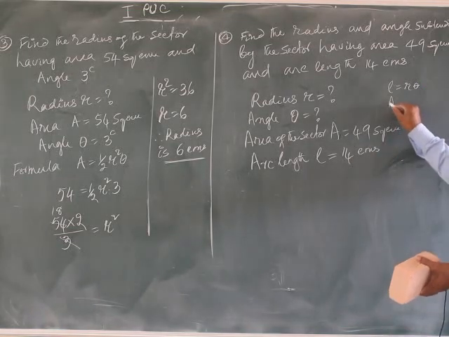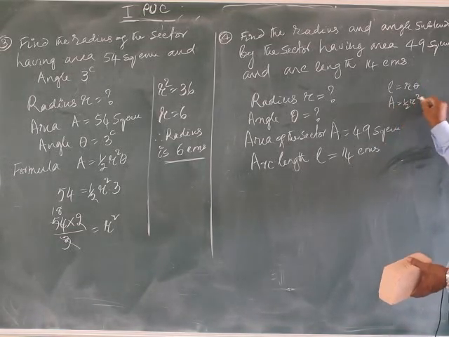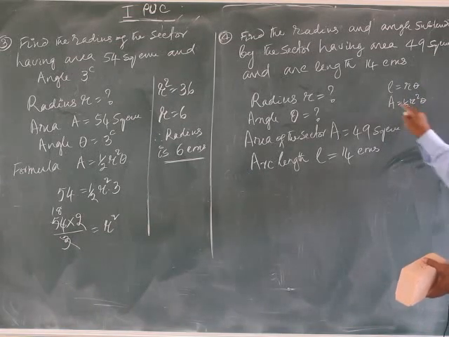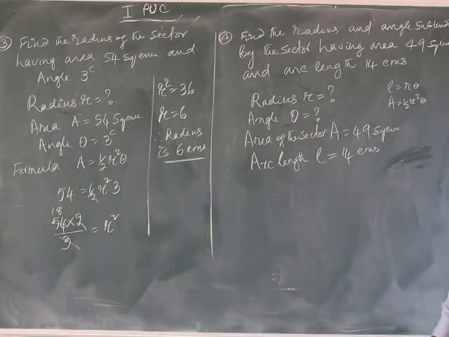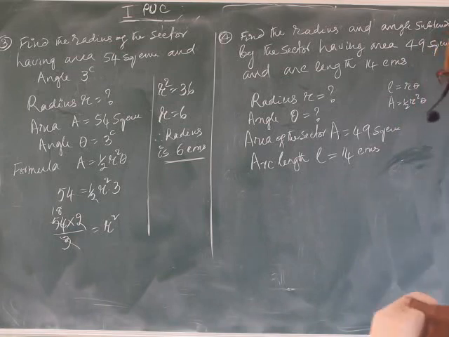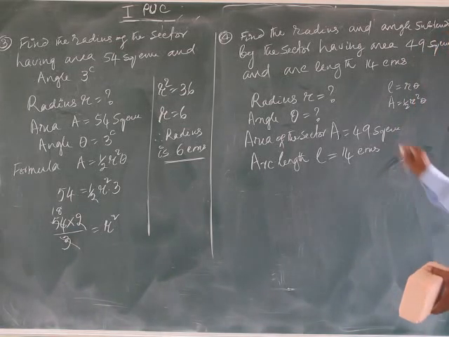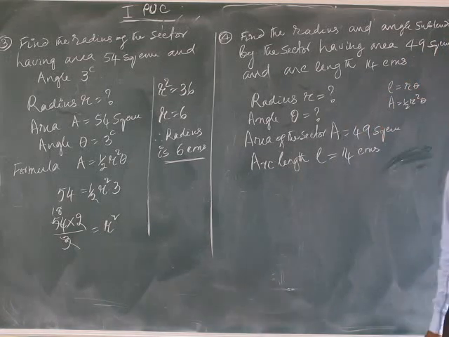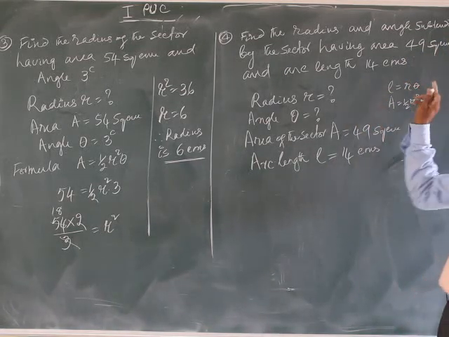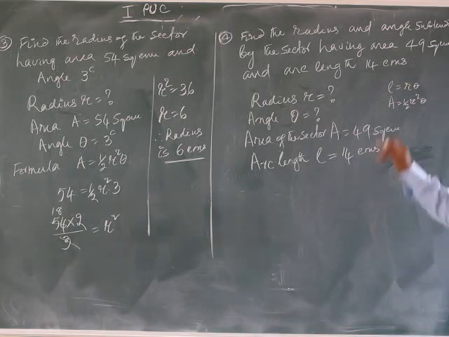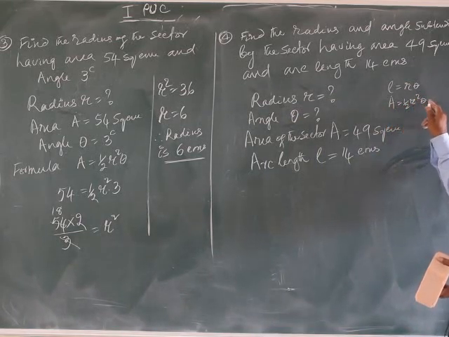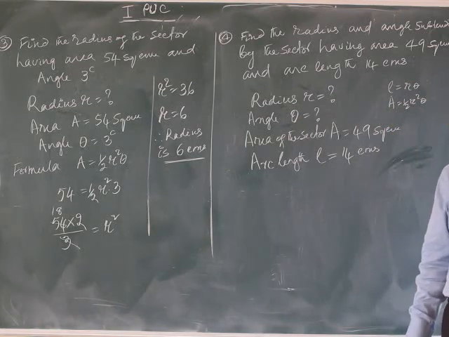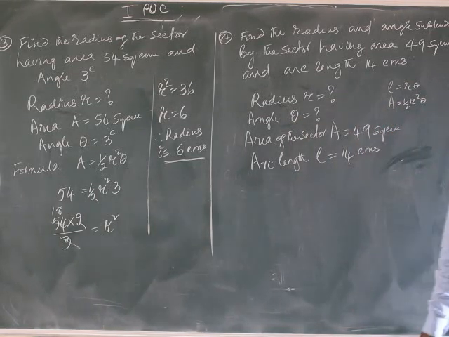Or if you use the A equal to half r square theta formula, there also radius and theta are not given. A is given. Just imagine how to solve this. If you use L equal to r theta, it is not possible because r as well as theta are not given. If you use A equal to half r square theta, A is given but the remaining r and theta are not known. Then how to solve this?